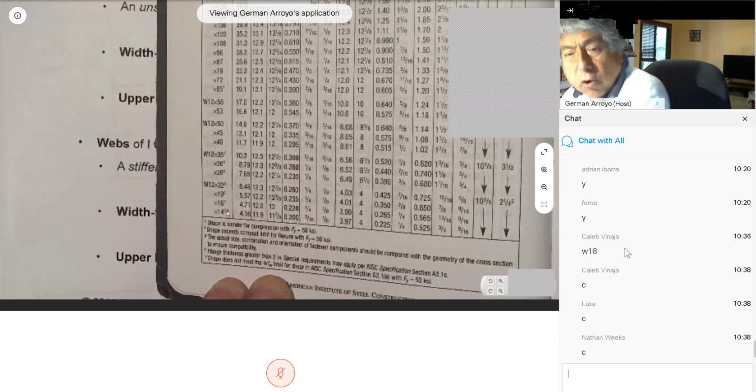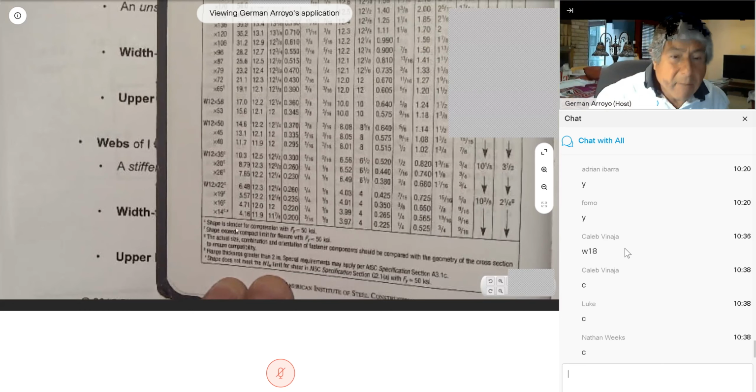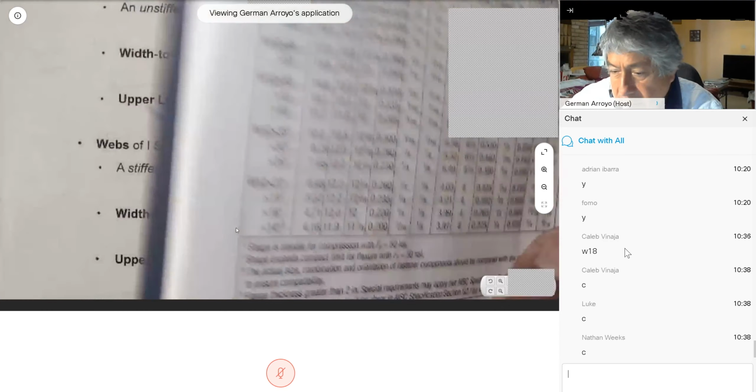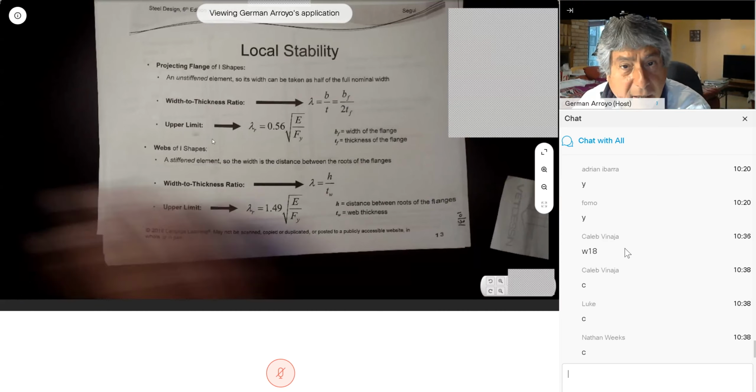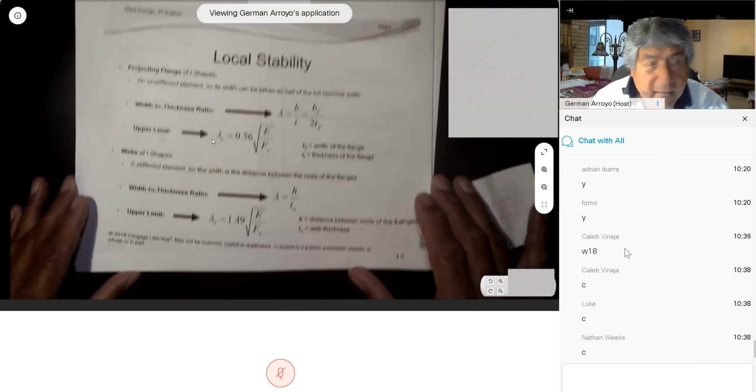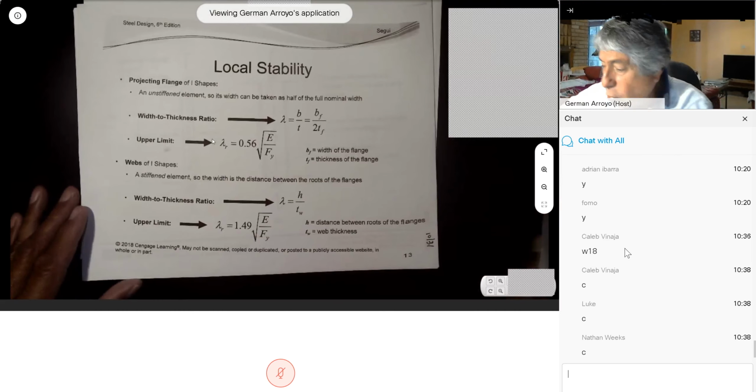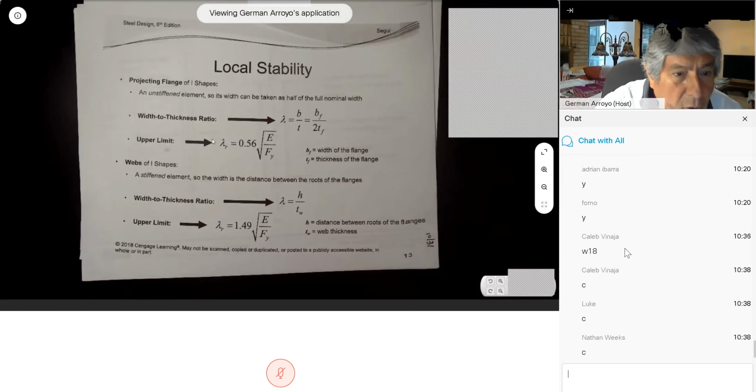So the code has done that job for us. But I want you to know, as a good practice, no matter what the code has done for us, I always want you to check for local buckling. I'm going to repeat that later because some of you already left, but always it's a good practice to check for local buckling.